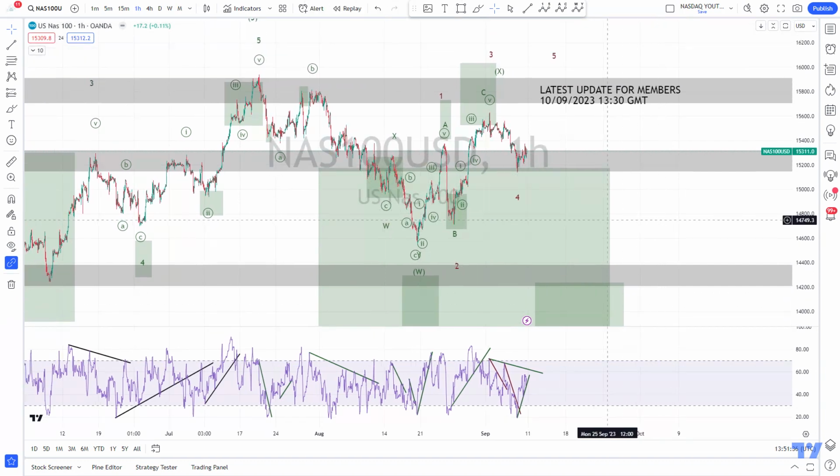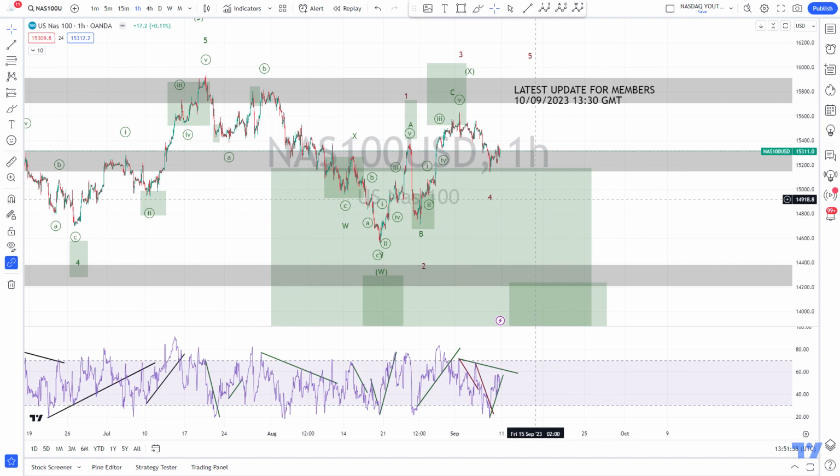And for traders, especially with the Nasdaq, we have to see day by day what we exactly get. But main expectation would be some upside, and then further downside. Some upside, holding this high here, and then more downside.